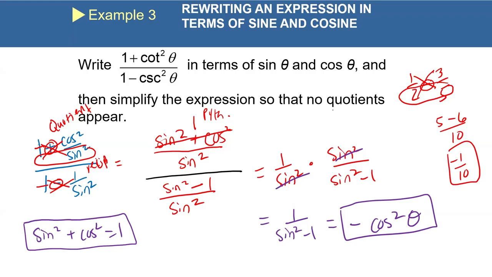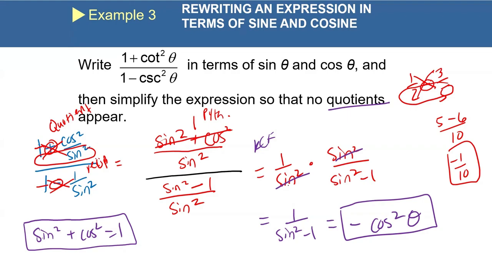No quotient. What did you do? We used the Pythagorean identity. So keep in mind, sine squared plus cosine squared equals 1. So here we keep, change, flip. We kept the numerator, changed the sign, flipped the denominator.